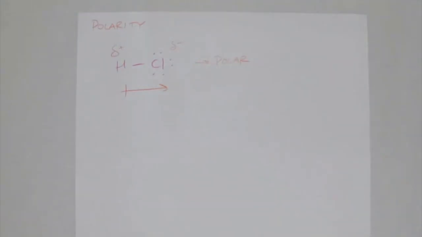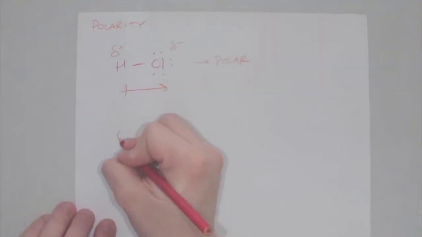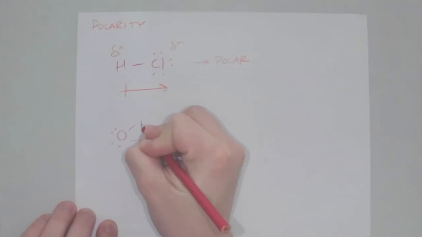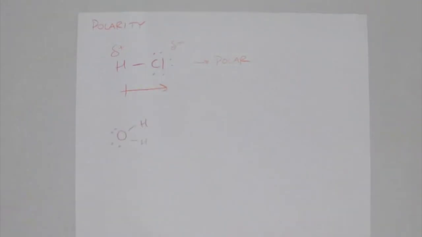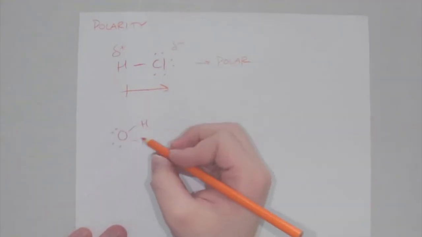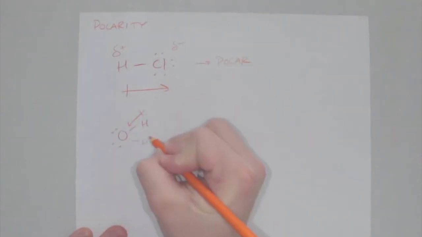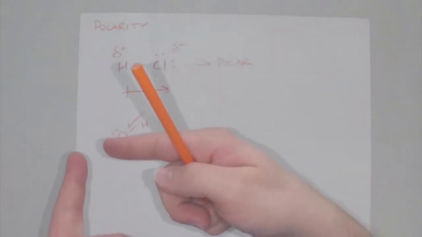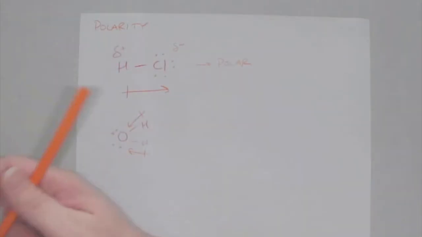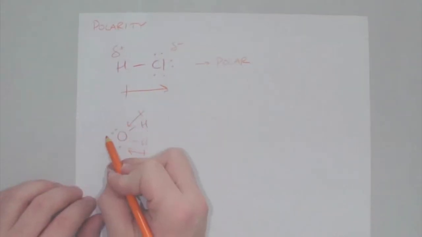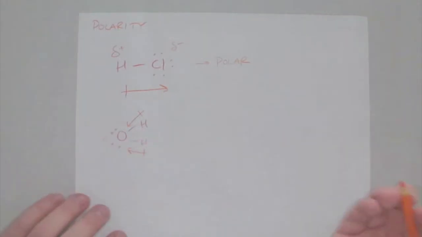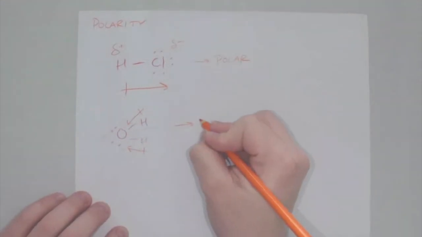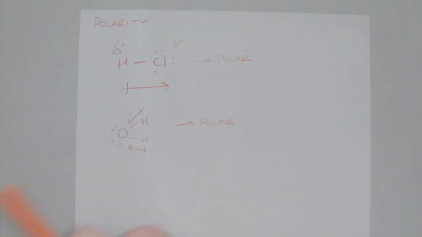If we look at something more complicated like water, we have oxygen and a couple of hydrogens. Those electronegativity vectors are both going to point towards that oxygen. We could say we've got two vectors pointing in one direction. It's kind of like winds in two different directions, so we have a net vector in one direction. But all we really care about is the fact that there is an arrow, so this is again going to be polar.